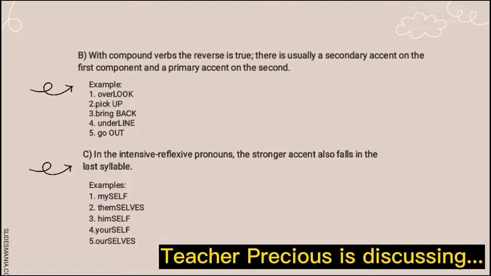Letter B. With compound verbs, the reverse is true. There is usually a secondary accent on the first component and a primary accent on the second. Examples: overlook, pick up, bring back, underline, go out. Letter C. In the intensive and reflexive pronouns, the stronger accent also falls on the last syllable. Examples: myself, themselves, himself, yourself, ourselves.